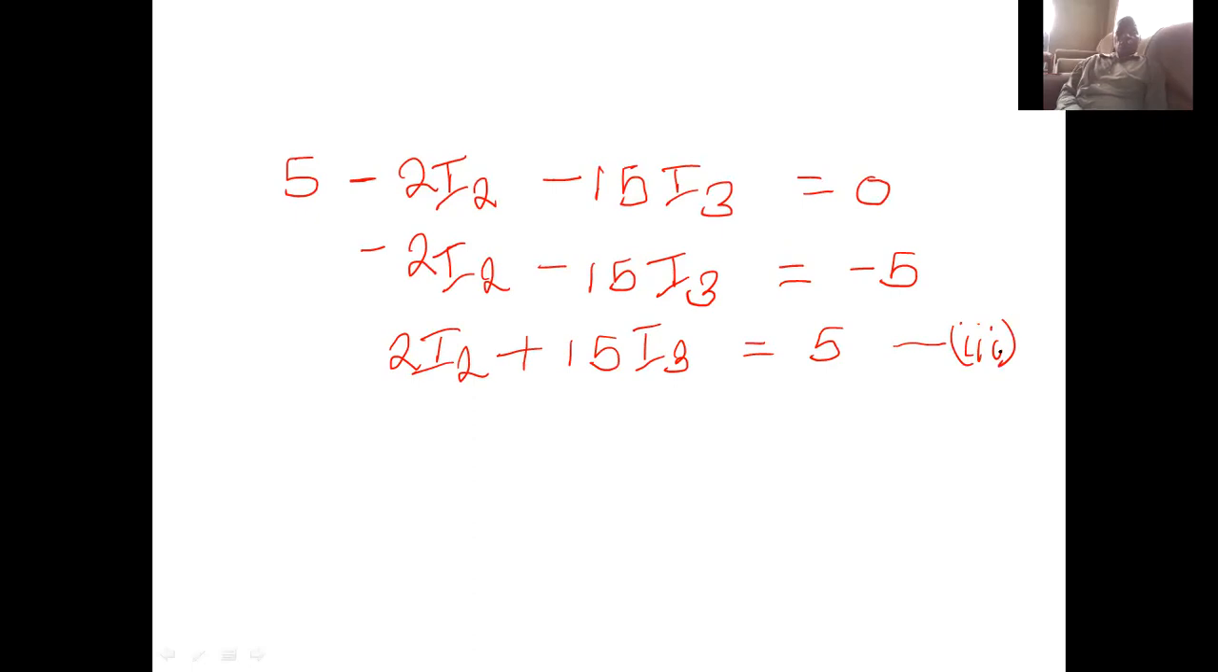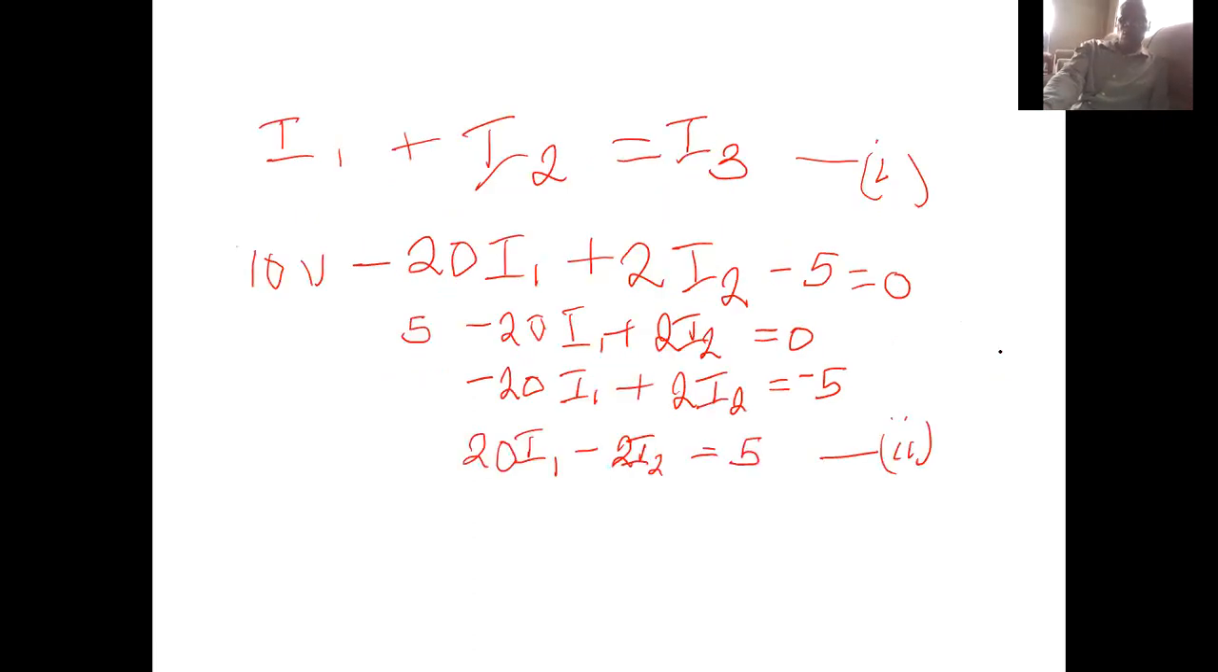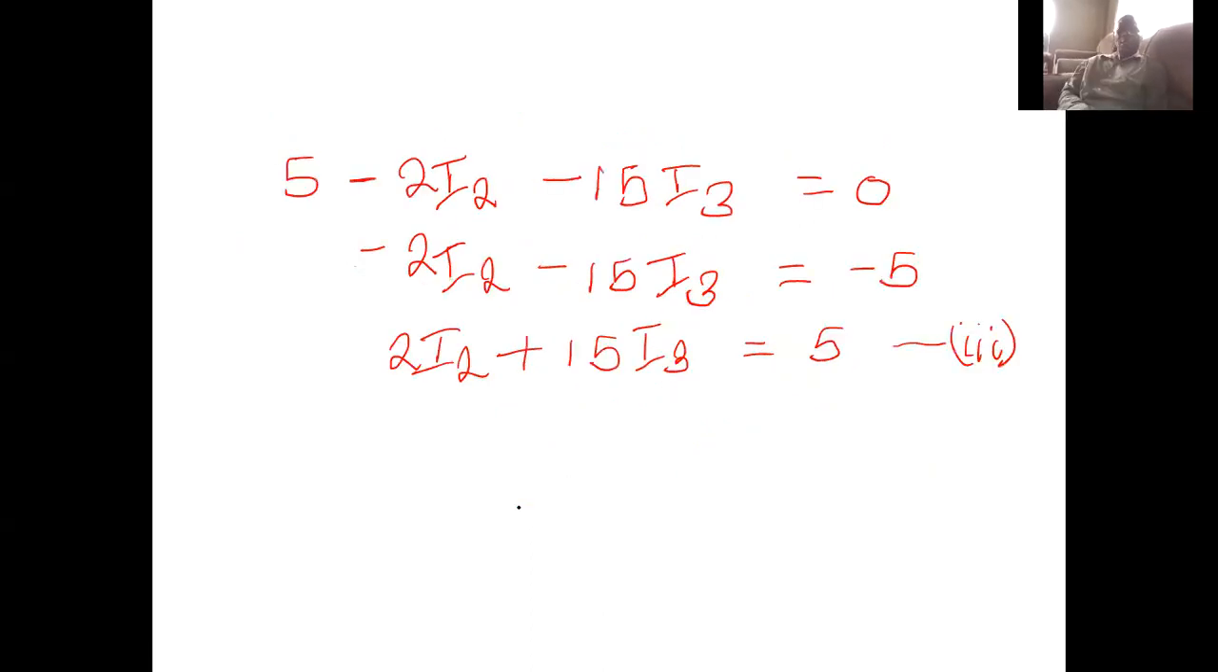And so now we have 3 equations. We have equation 1, which is I1 plus I2 equal to I3, current 1 plus current 2 equal to current 3. And the second equation is 20 times current 1 minus 2 times current 2 equal to 5. The third one is current 2 multiplied by 2 plus 15 multiplied by current 3 is equal to 5. So we have these three equations. So our physics finished here. All we are now applying is mathematics to solve these three equations.